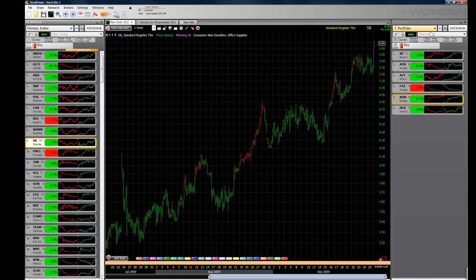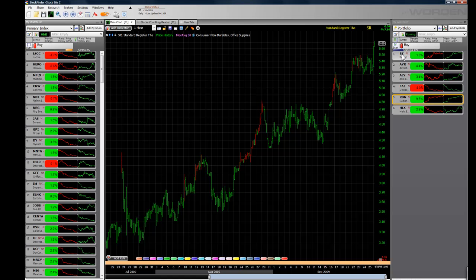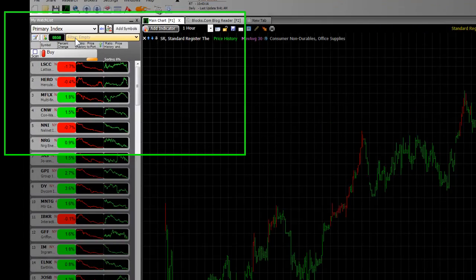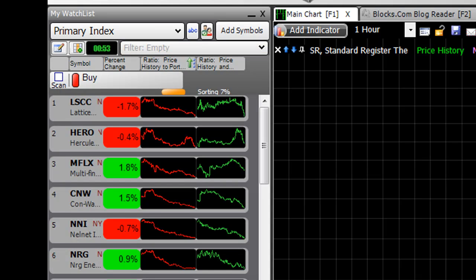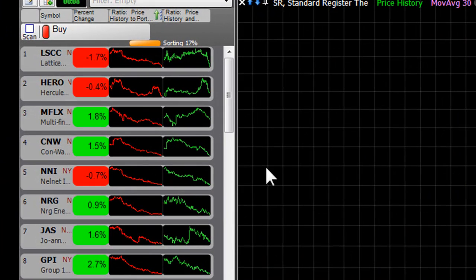On this side, we have the portfolio, and you could see again the red is the ratio of this price BZ to the entire portfolio, and this one would be the ratio to the primary index, the price. And as would be expected, you could see FAZ is down. But that's what I meant it to be, to hedge a little bit.